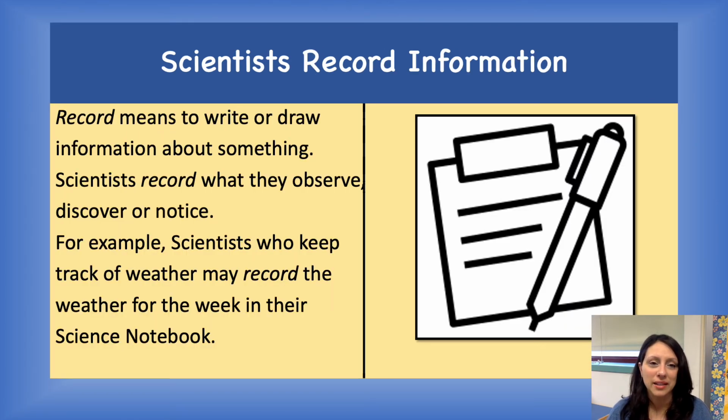Another thing that scientists do is they record information. Record means to write or draw information about something. Scientists record what they observe, discover, or notice. For example, scientists who keep track of weather may record the weather for the week in their science notebook.